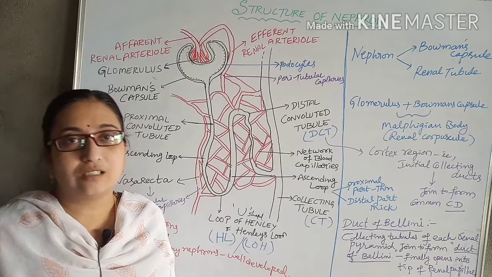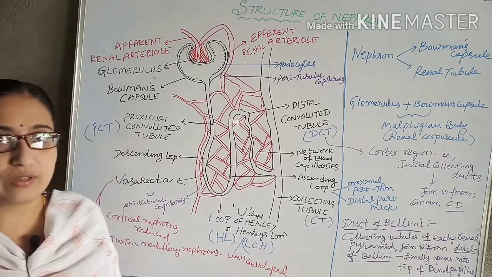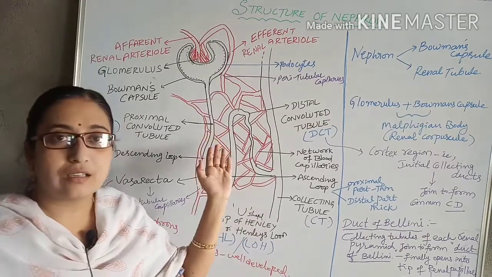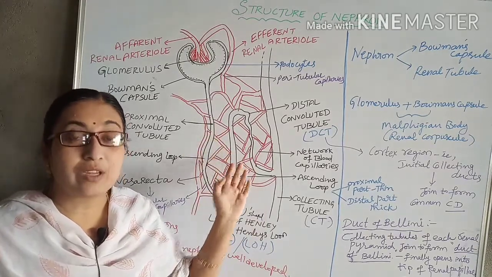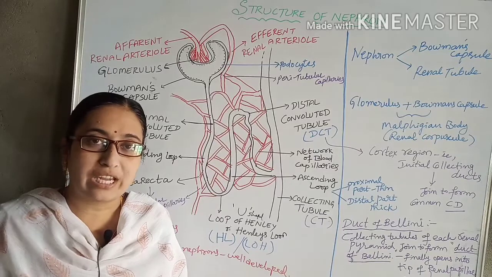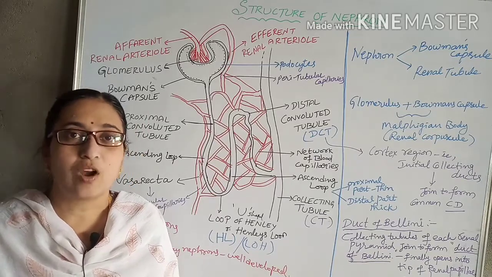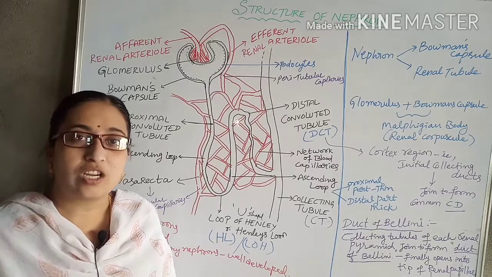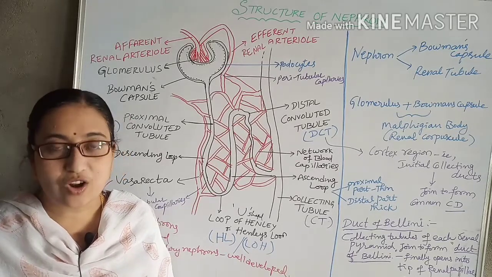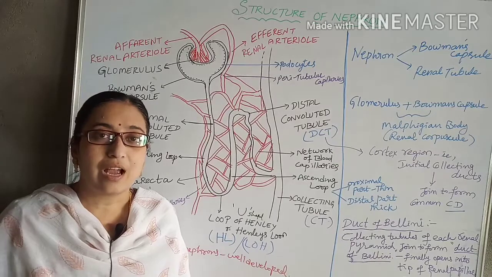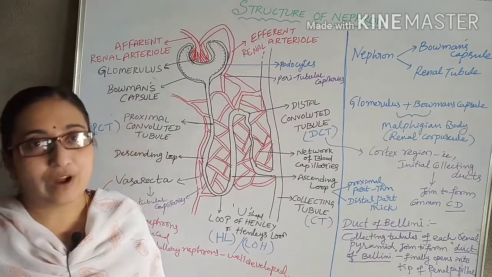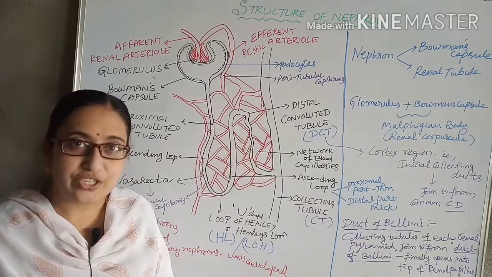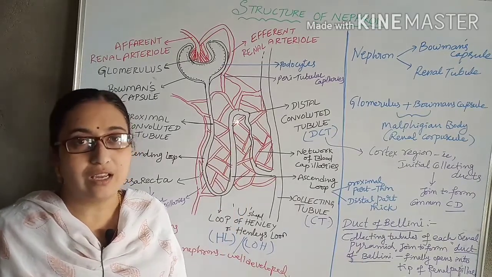Today in this class I am going to explain to you the structure of the nephron. So the nephron is the unit of the kidney. You know there are two kidneys present, that is, one pair in the human being. In the last class I explained the structure of the kidneys, and each kidney consists of nearly 1 million nephrons. So the nephron is the structural and functional unit of the kidney.